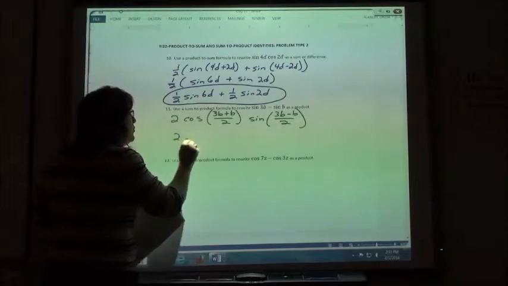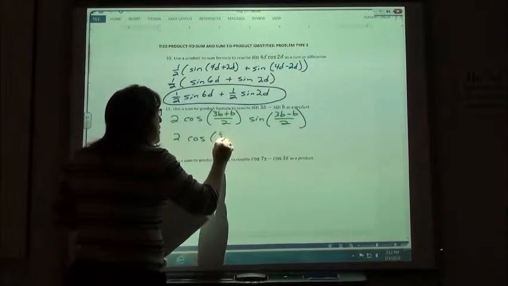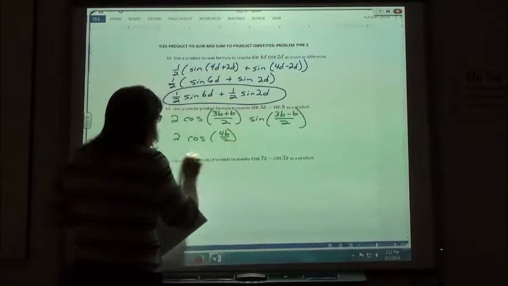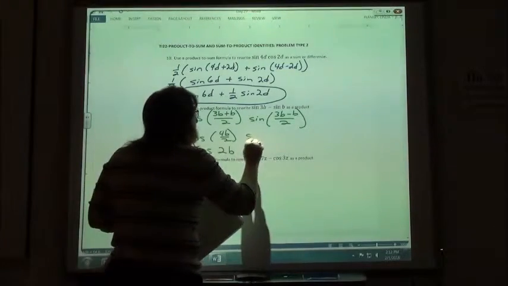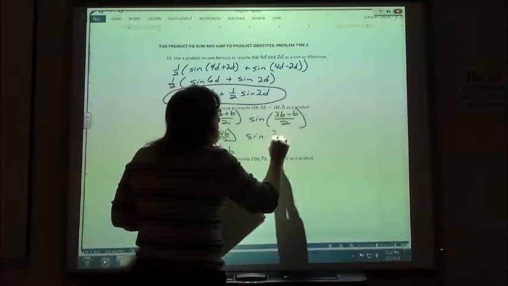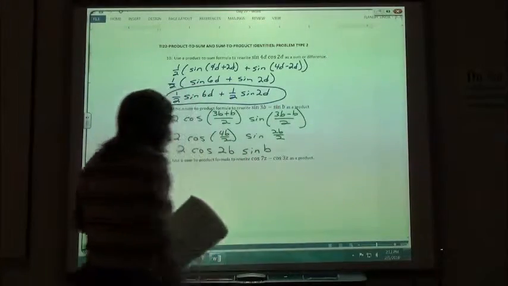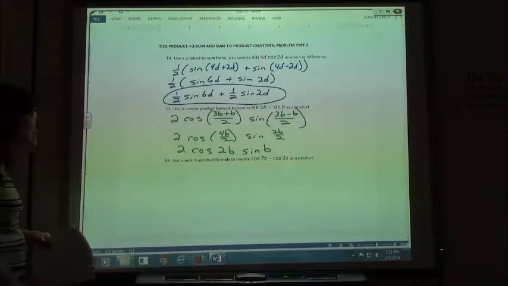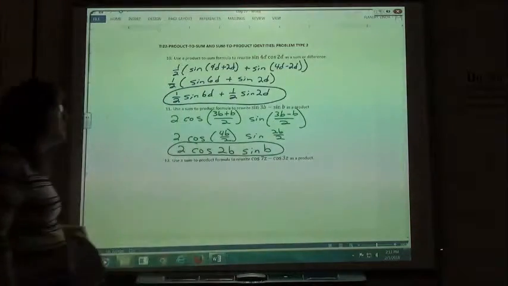So I would have 2 times the cosine. This would give me 4b over 2, which simplifies into 2b. This would be 2b over 2, which is just b then. So I have 2 cosine of 2b, sine of b. Can't do anything else with that, so that's just going to be my answer.